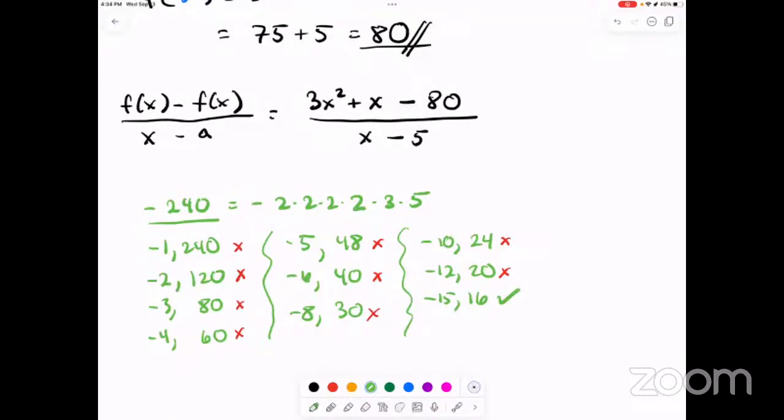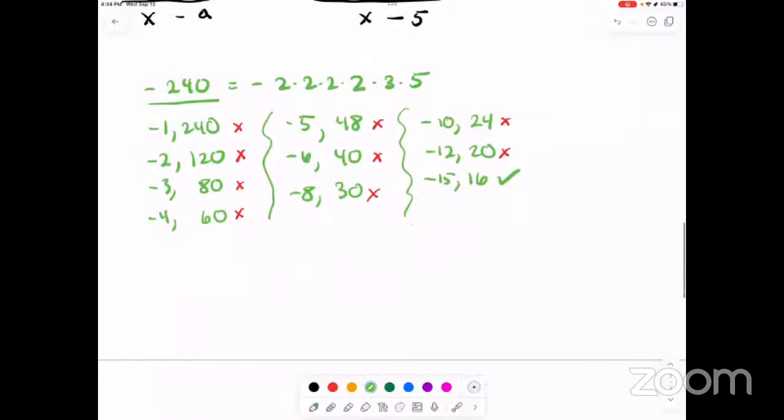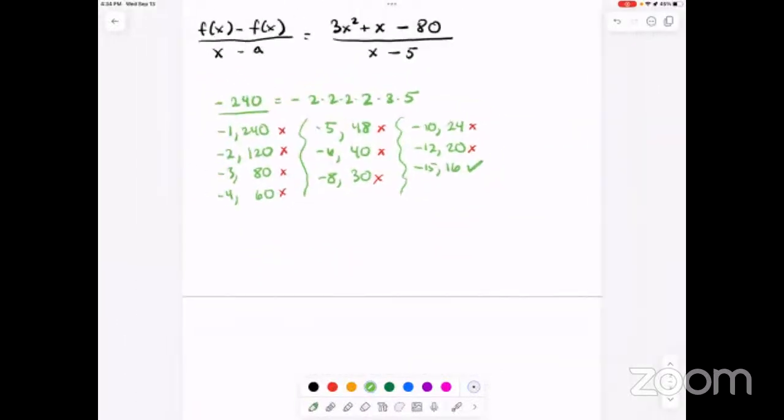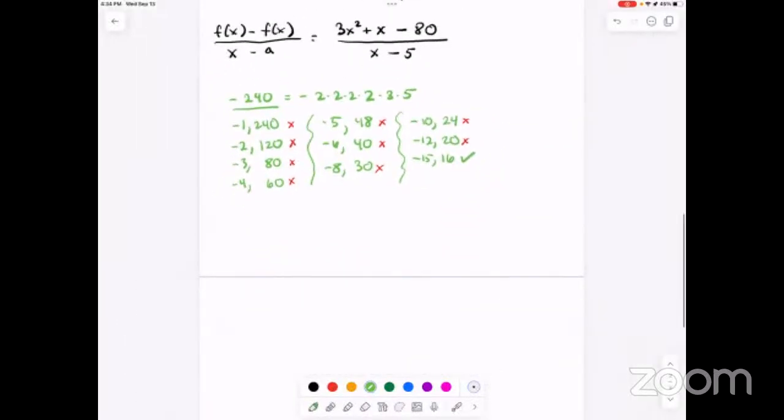Now that we have those two numbers, we can do this box method. The box method is something like this. In the upper left-hand corner goes your leading coefficient, which is the 3x squared. Bottom right is your constant, which is -80. And then on the other diagonal, you want to rewrite that middle term using the two numbers that you just found. So we're going to do our -15x and our +16x. So now we're ready to factor.